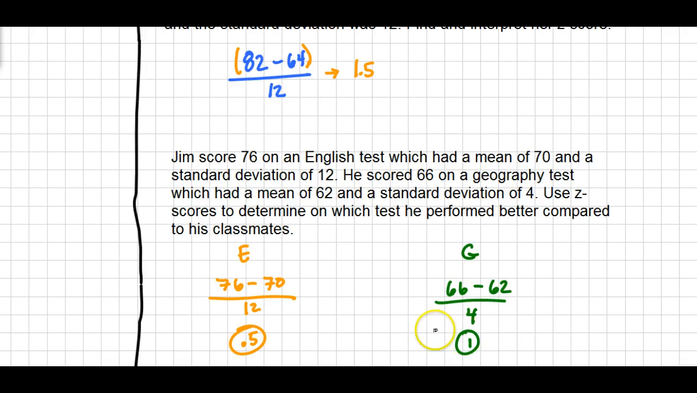So clearly we can see that his z-score is larger for the geography test. So compared to his peers, he scored better on the geography test than he did on the English test. So again, it's because the z-score is a larger number.